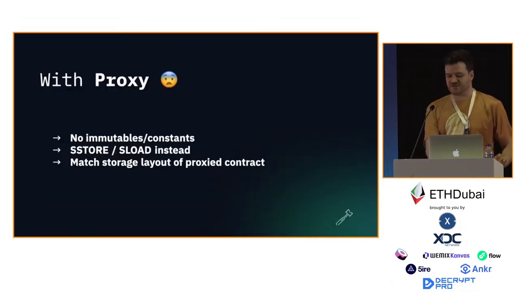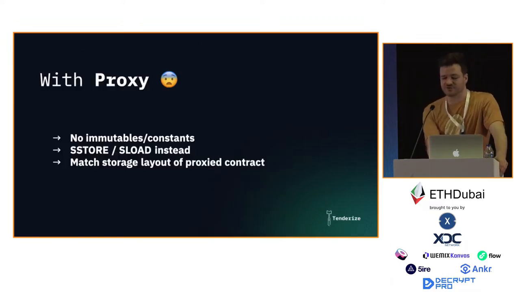So to summarize, with a proxy, you have no immutables. You use storage operations, which are very expensive. And you need to make sure that the storage layout of your proxy contract matches the implementation. And that has led to many exploits already over the course of the last few years, not matching the storage layout correctly.